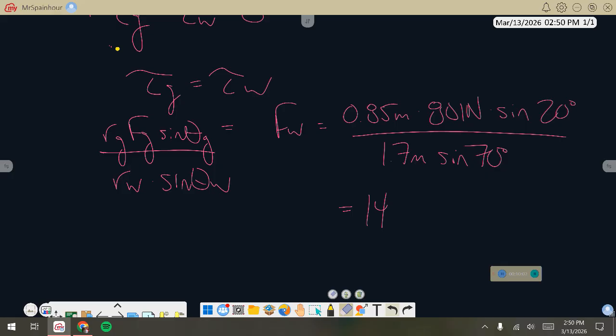1.85 times 801 times sine of 20, divided by the quantity 1.7 sine of 70. 145, yeah, 145.77, so we'll go 146. Or 150.